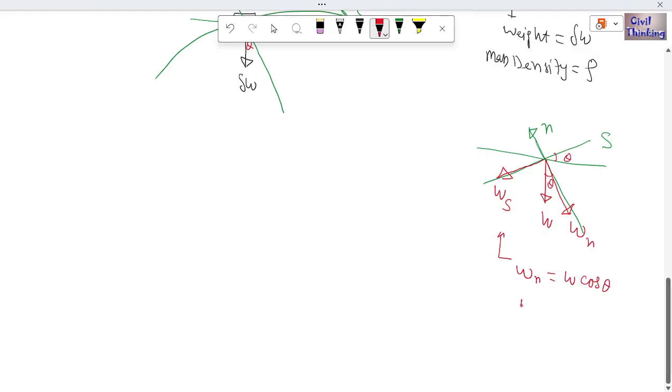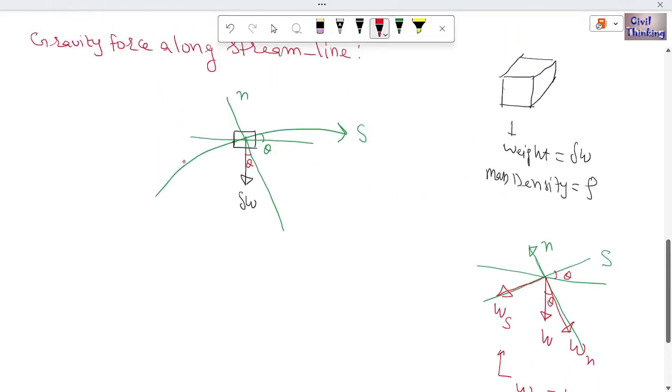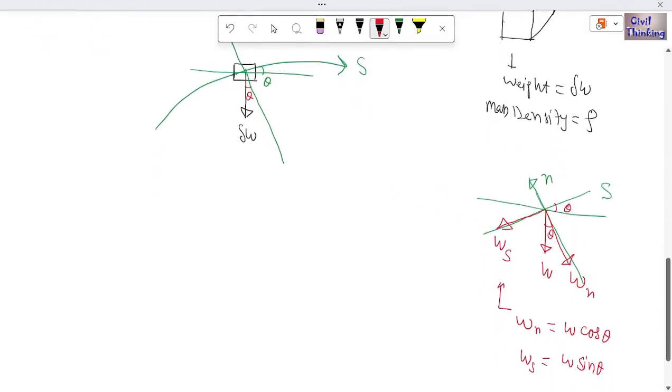Cosine of theta, and WS is W times sine of theta. But where is the motion? The motion is from left to right, along this direction. You can see this WS is normal to the motion, because it should be this component, so we will consider this. Negative WS is going to be the component along the streamline.